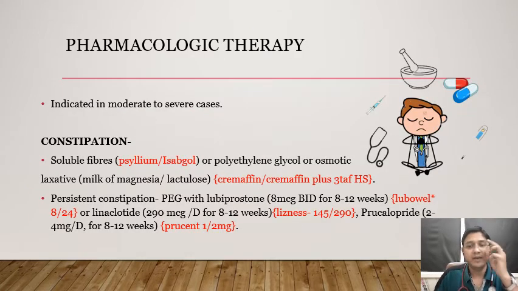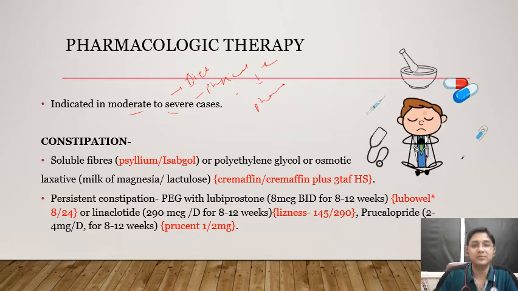Apart from mild cases, when they are moderate or severe cases, you have to include diet modification, physical exercise, and physical therapy. Now comes the role of pharmacotherapy, so you have to advise drugs also in the moderate to severe cases. Once you have diagnosed that the patient is constipation-predominant IBS, first you have to relieve the constipation, for which we have many options in the market.